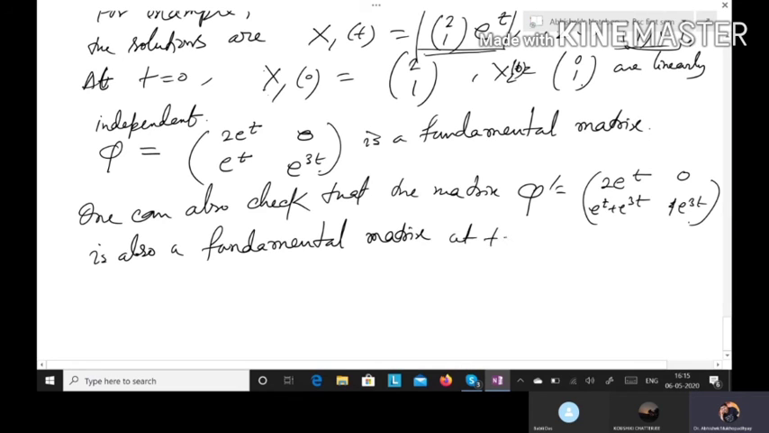At t equal to 0 for the given system, and this shows that fundamental matrices are not unique for a given linear system. And note that every system has a fundamental matrix, so this is very crucial, that is every system must have a fundamental matrix at some t0. So this is very crucial.